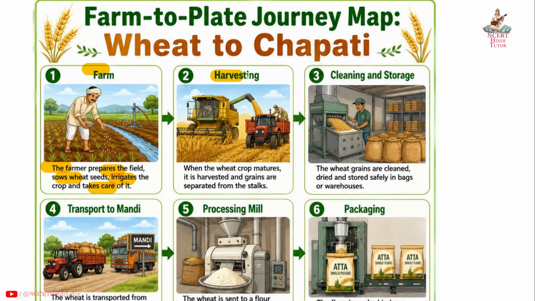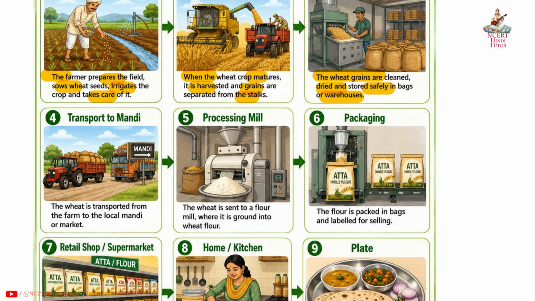Second, harvesting. When the wheat crop matures, it is harvested and grains are separated from the stalks. Third, cleaning and storage. The wheat grains are cleaned, dried and stored safely in bags or warehouses. Fourth, transport to mandi. The wheat is transported from the farm to the local mandi or market.